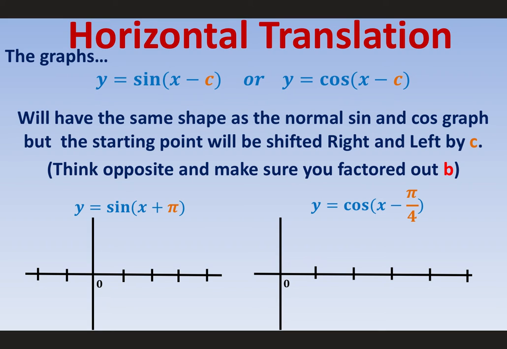Now there's one extra note here: if there is a b value, so something changing the period, something in front of the x, you have to factor that out of the parentheses. I'll do an example of that before we're done, just to show you what that would look like. We're not going to have that for these first two, but that would change the period and do a left-right shift. To make sure you do that correctly, you have to factor it out. We did that earlier with our other graphs where we factor something out inside of the parentheses.